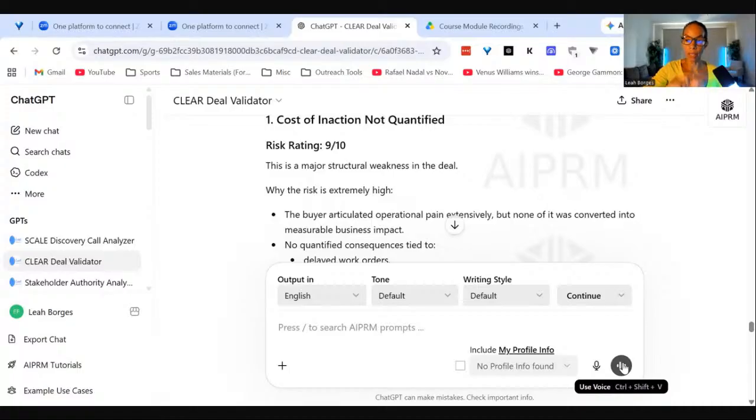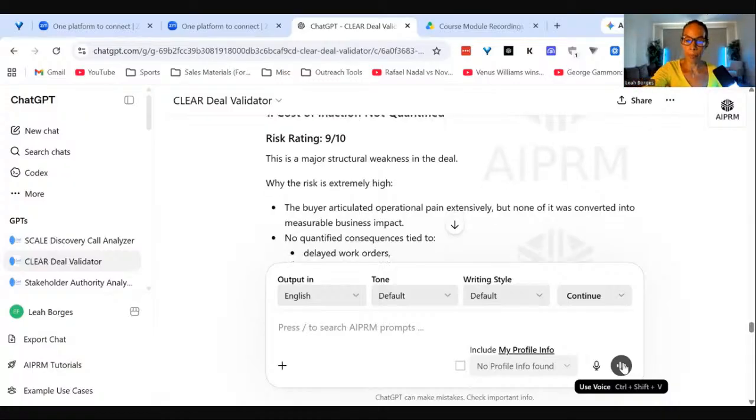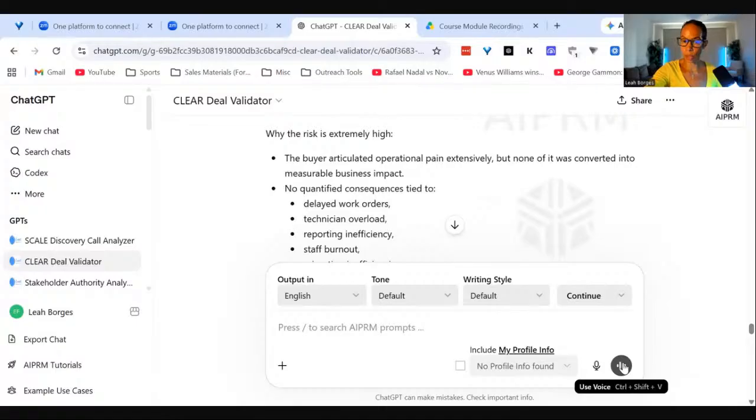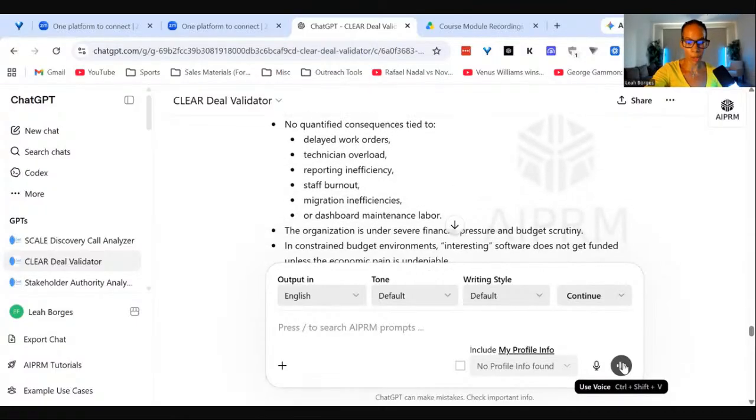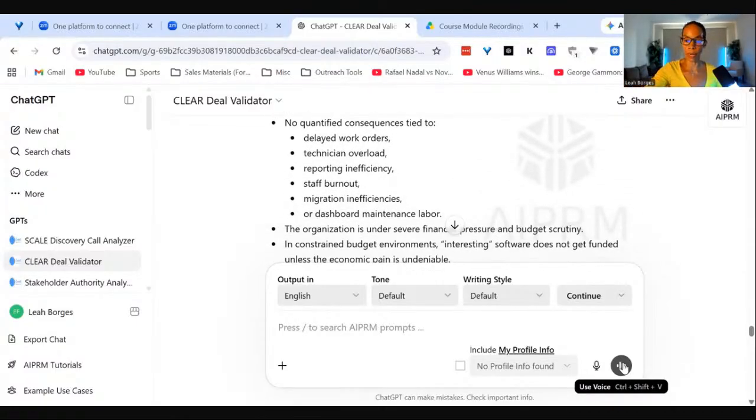And I chose the cost of inaction because most sellers are missing these things, right? We may have a very high level overview, a high level idea, but we're not delving deep into the commercials, into the numbers and what it means to the organization financially. So here's why the risk is extremely high. It's going to give you the details on that. So you can use this to strategize.